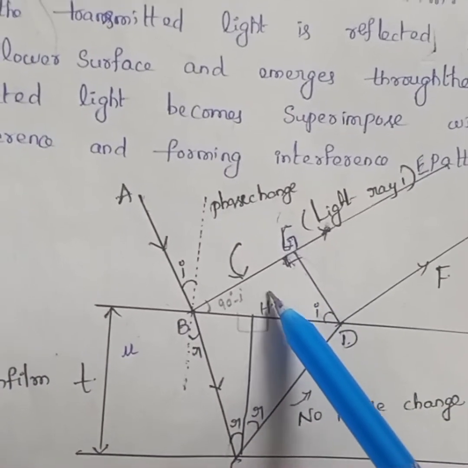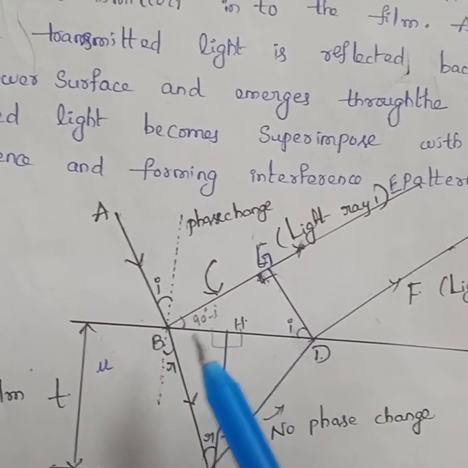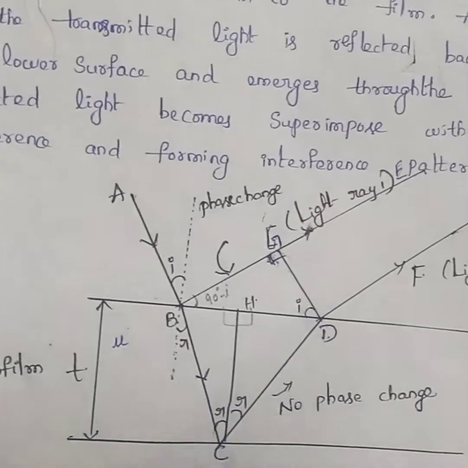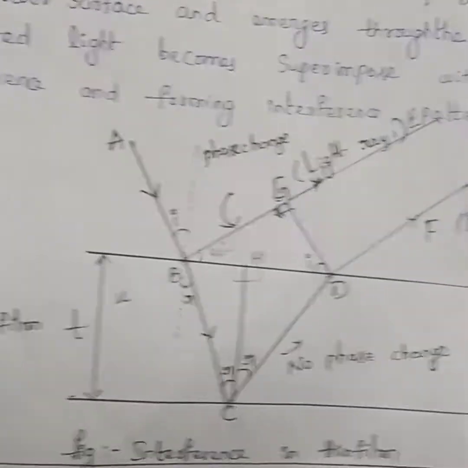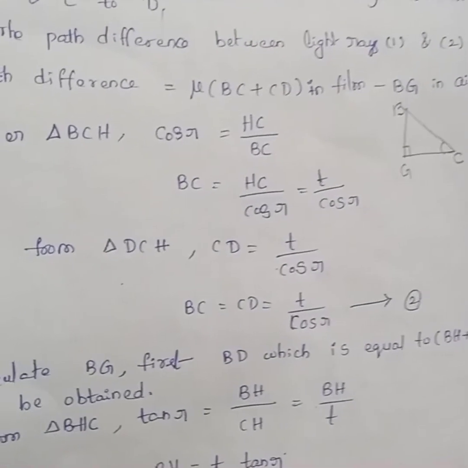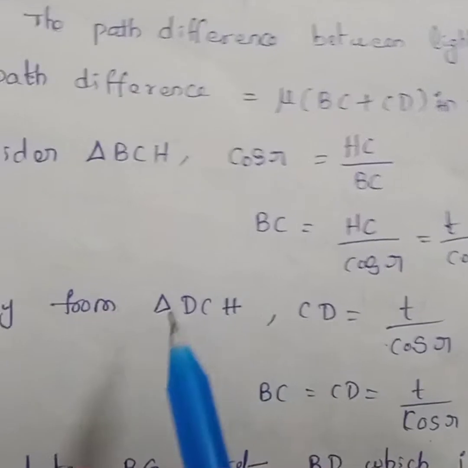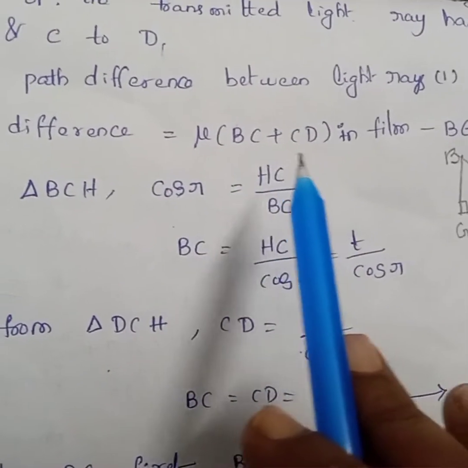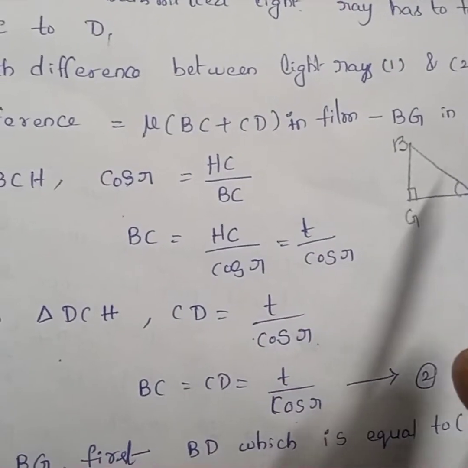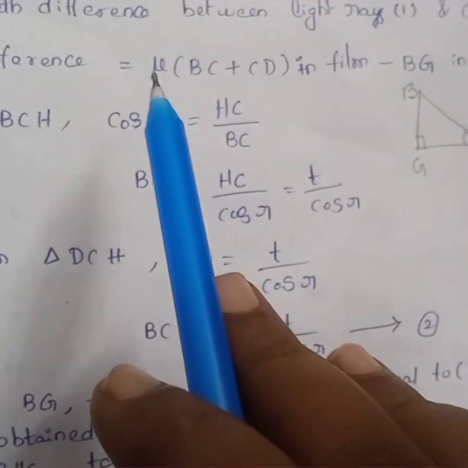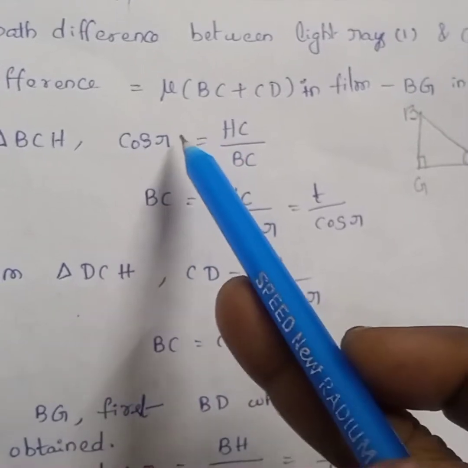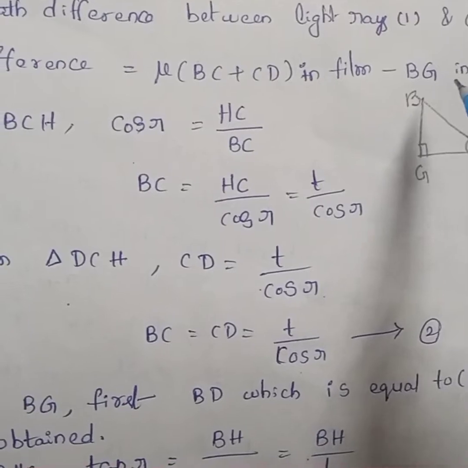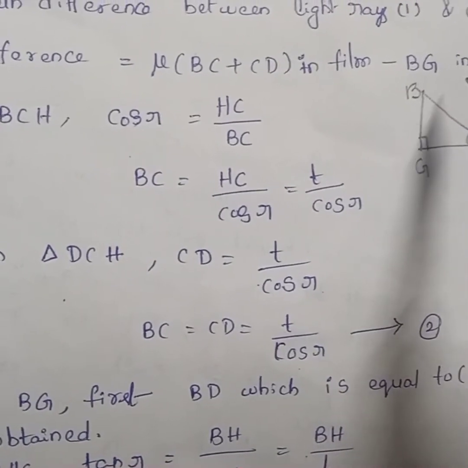Here the light rays travel equal distances, so the distance from D to G onwards is equal to B to C and C to D. To know the path difference between these two light rays, I have written that the path difference is equal to mu into (BC plus CD) in the film, minus BG in air. Here mu is the refractive index of the thin film, but in the air medium the refractive index of air becomes 1.